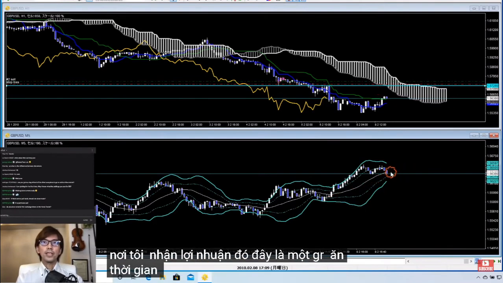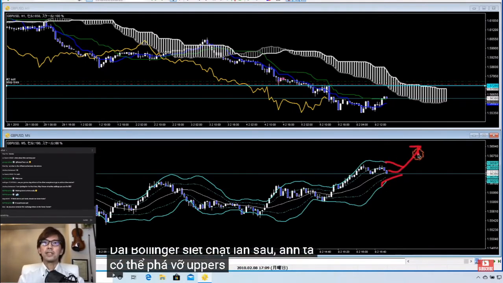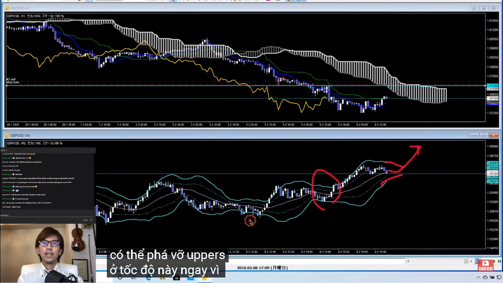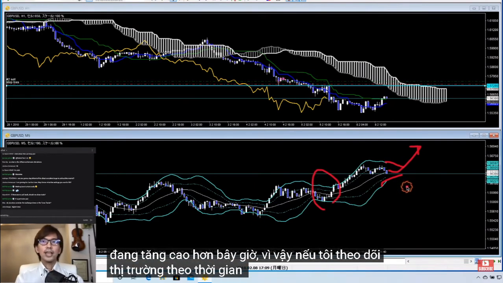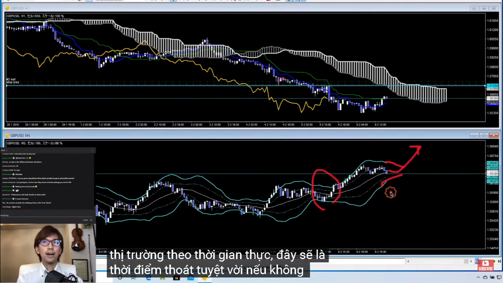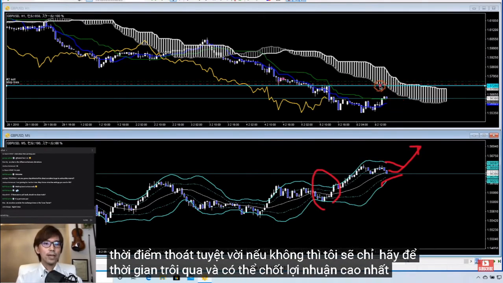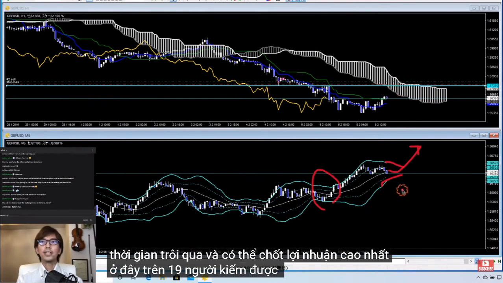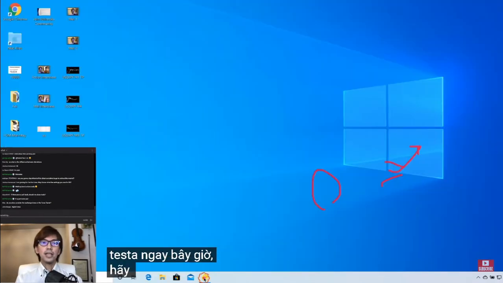This is a great profit taking timing, because after the Bollinger Band squeeze, next time it might break upwards at this rate, right? Because the lows are getting higher now. So if I watch the market in real time, this would be a great exit timing. If not, then I will just let the time go by and maybe take that profit here at 19 pips of profit. So since I'm just demonstrating here and running the tester right now, let me just take that profit.